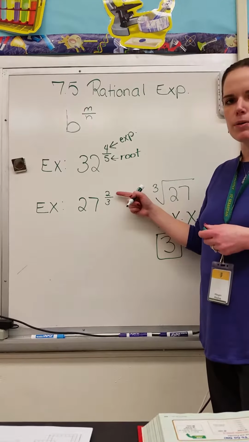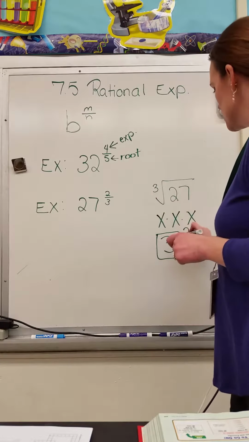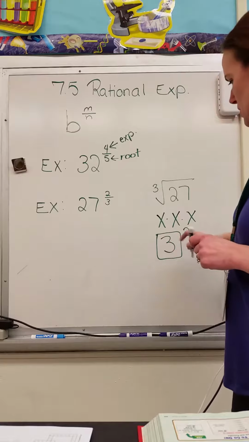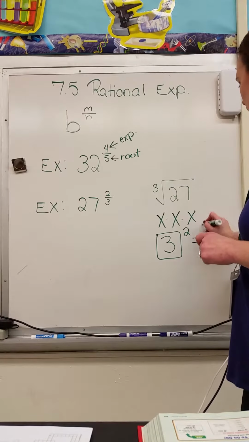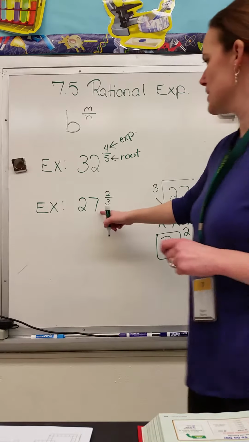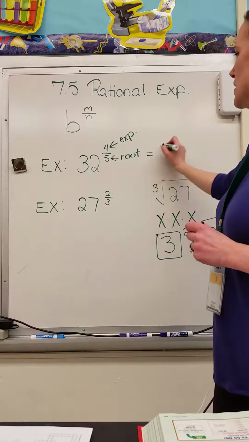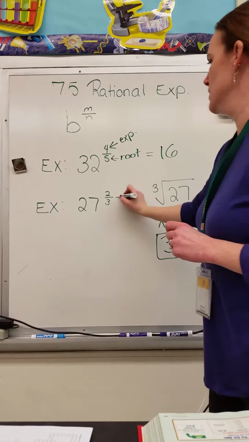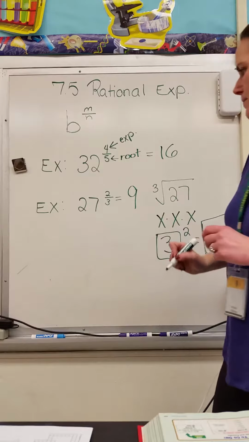Then I'm going to do the power part. So I'm going to square it. 3 squared is 9. And that's my final answer to this. So for the first one, the answer was 16. For this one, the answer was 9.